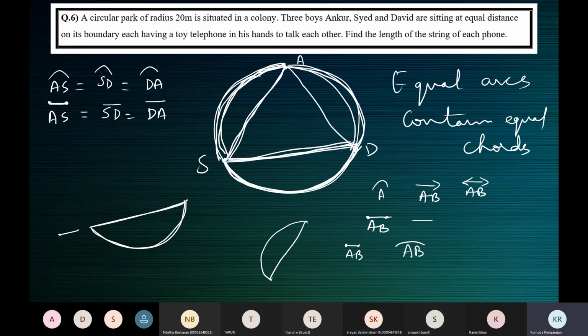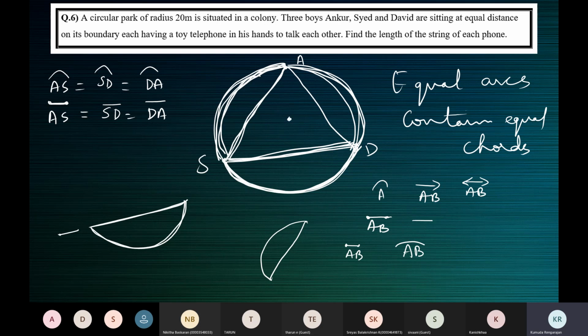All right. So since these three arcs are equal in length, how do we know that the arcs are equal? The boys are sitting at equal distances on the boundary. So these three arcs are equal. That means they contain equal chords, which means ASD is an equilateral triangle, because AS is equal to SD is equal to AD.